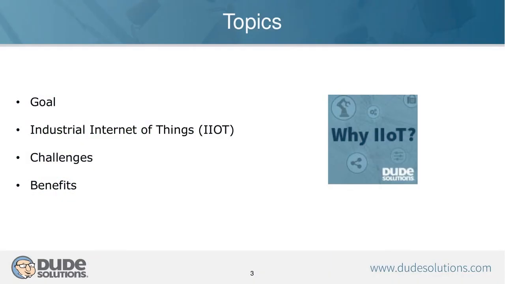I'm sure all of you have heard about the industrial Internet of Things, or the Internet of Things in general in the consumer markets. So we'll kind of level set there a little bit and talk about that. And then I'd like to get into, and this will be fairly technical, the challenges of the Internet of Things, and then finish up with the benefits.